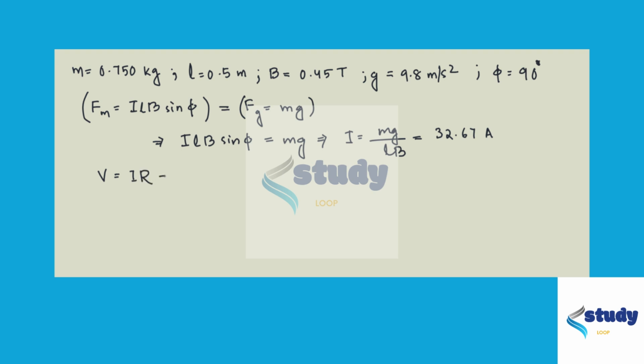Now we can find the voltage, which will just be equal to I times the resistance, and resistance is given to be 25 ohms. So we use these two values over here, and we get the voltage times 25 ohms, and we get the voltage to be 817 volts. So this is the first part.